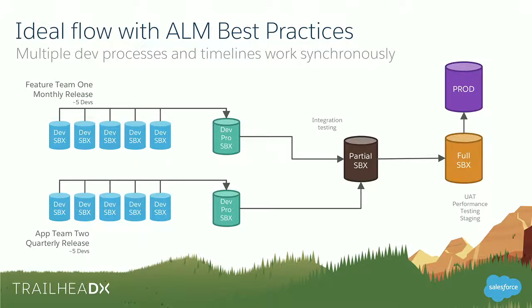But in this case, you have these different teams working sort of in isolation from each other, but collaborating within their own groups. They move to Dev Pro, where they do the integration across those different individual developers, and then they leverage the partial sandbox as a place where those two code bases come together. In the case of the monthly release team, they're going to hit that partial sandbox every month and then ship from that partial to the full and then to production through that monthly cadence.